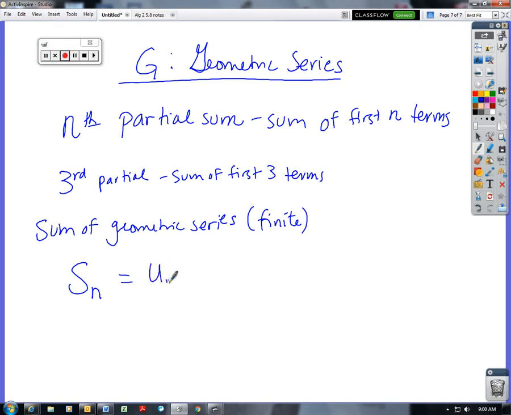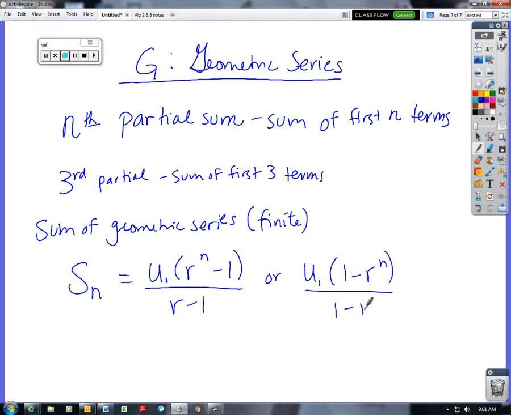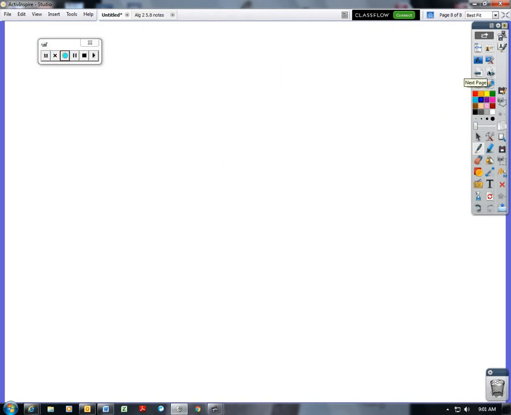would be, there's one version, u sub 1 times r to the n minus 1 all over r minus 1. And then you can also do u sub 1 times 1 minus r to the n all over 1 minus r. I find myself using this second one because the 1 minus r on the bottom matches the 1 minus r on top. I guess these do kind of too. But I don't know, it just seems like I end up using this one a lot. It's the one I'm familiar with and used to using. So that's the one I'll be using on these.